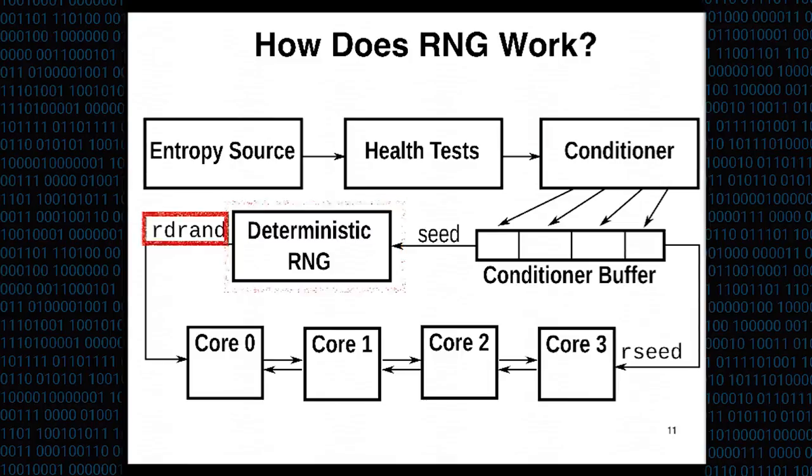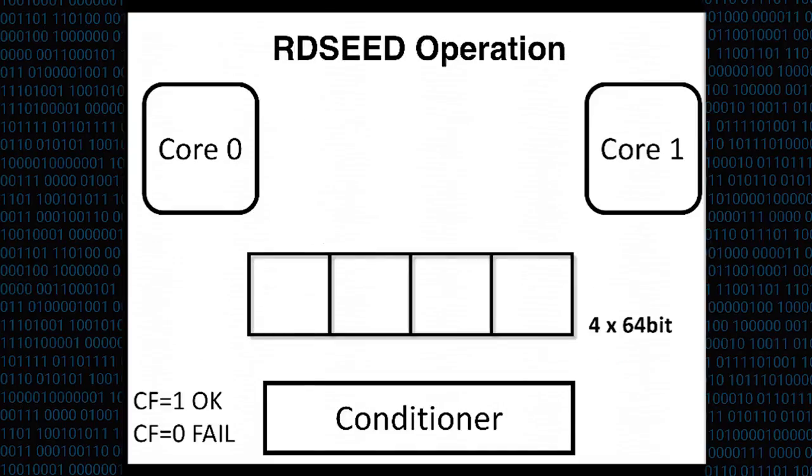But another usage, and that's more interesting for us, is the rdseed instruction, which directly gets the randomness from this conditioner buffer, and that is used for generating true random numbers. So let's examine the operation of this rdseed instruction and see why it creates a potential covert channel here. Let's say we have two cores, core 0 and core 1.